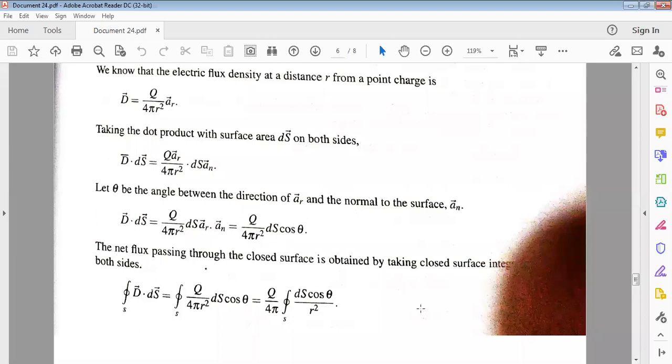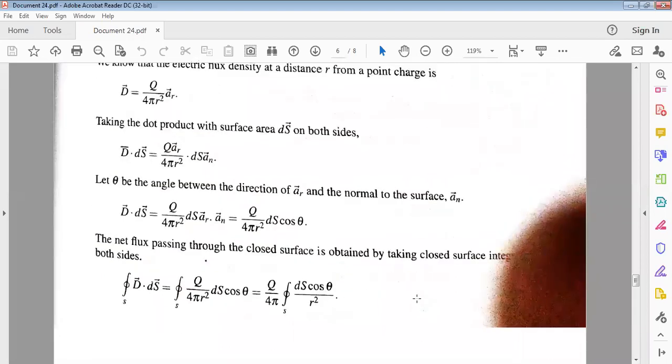So the net flux passing through the closed surface is obtained by simply taking the integration on both sides. So consider the closed integral. Why? Because here we considered the internal surface area of that sphere. The circle on the integral represents the closed surface, and s stands for surface area.